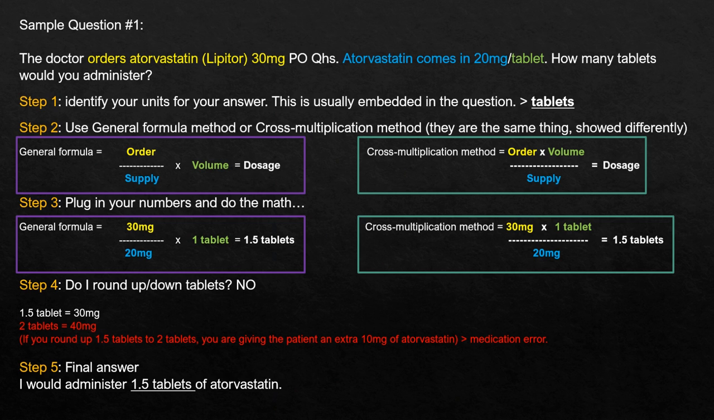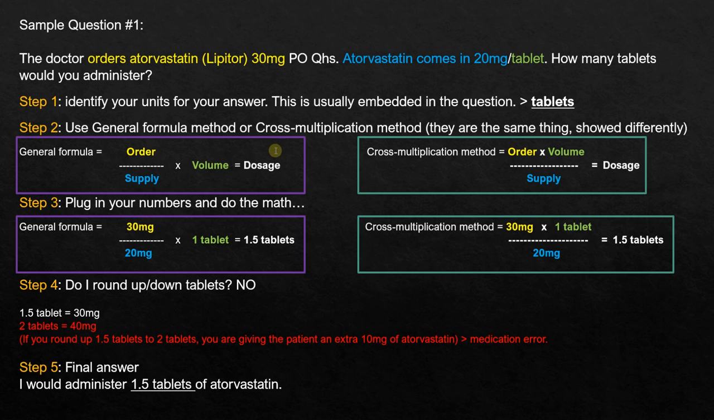So let's follow our systematic way of doing this. Step number 1, you always identify the units of your answer. And in this case, I'm asking you for tablets. The units are always embedded in the question. So if I'm asking you how many tablets would you administer, your answer should be in tablets, not in capsules, not in any other units. Okay, so read the questions properly because part of your answers are already in the questions themselves.